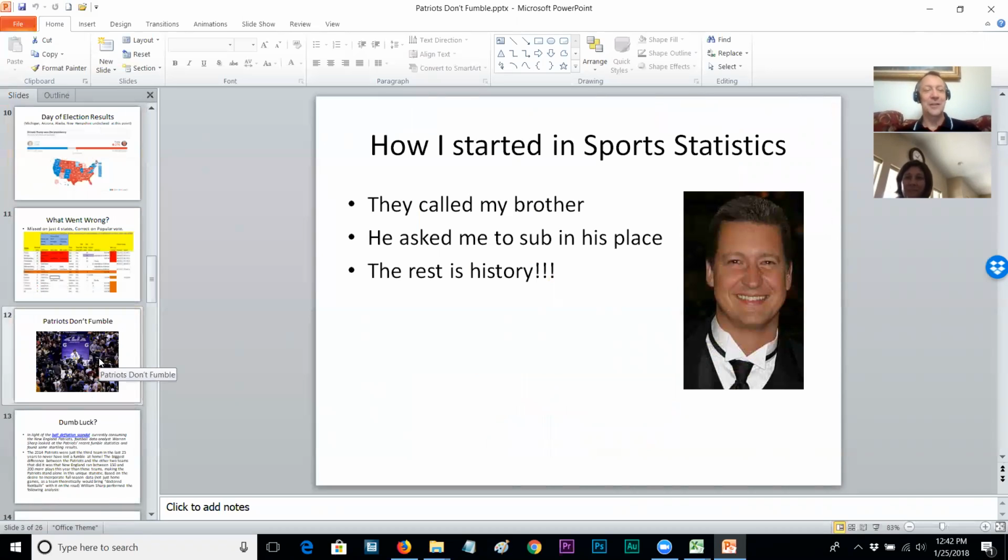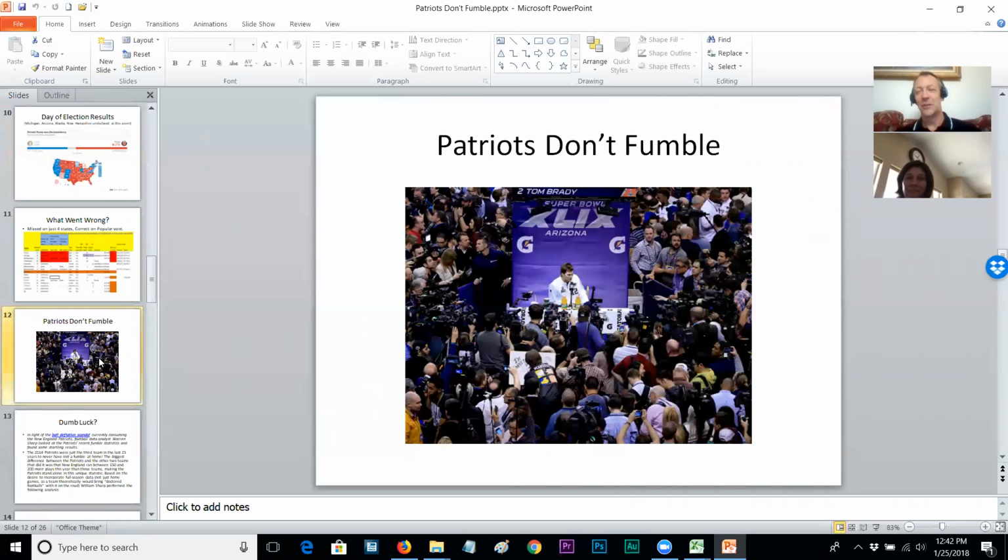The thing I just wanted to mention was that a few years ago, there was an article that said Patriots don't fumble. Are you a football fan? My husband is. No, I'm not a big football fan. I watch my own kids. Okay, well, I'm a big Patriots fan. The Patriots are in the Super Bowl, and a few years ago, this is Tom Brady here in the middle.